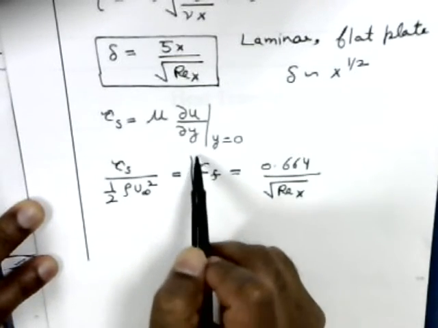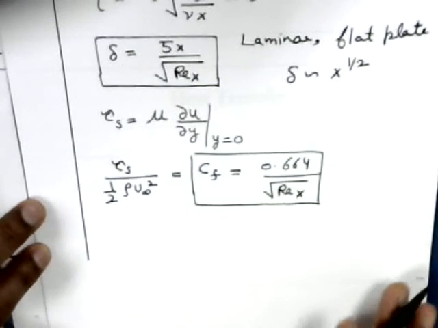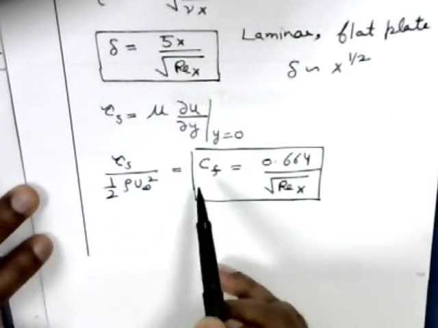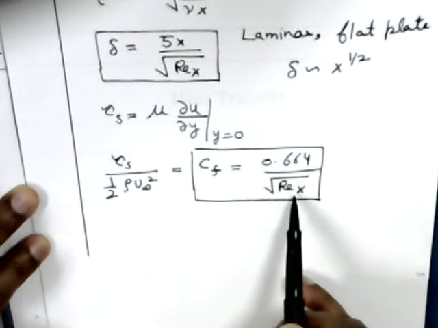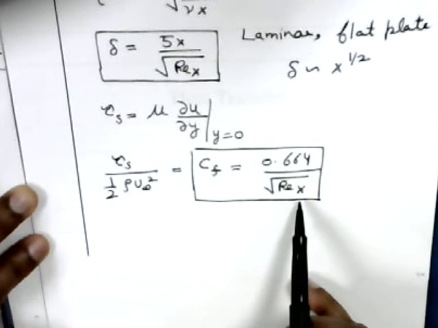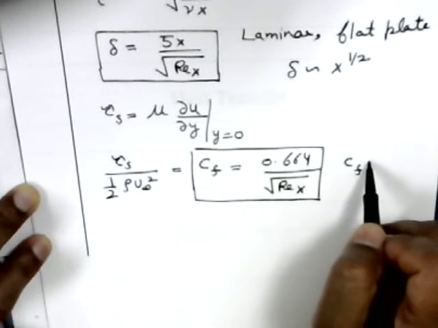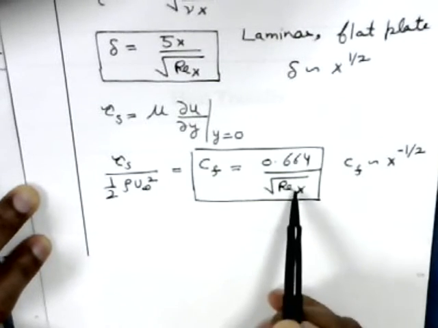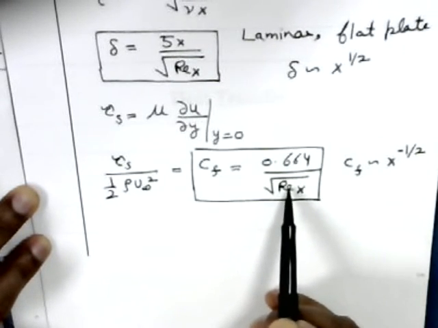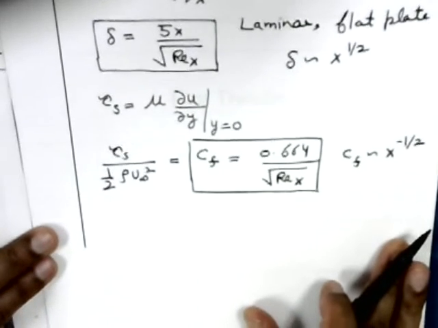Again, a very important relation, which is very valuable from a fluid mechanics point of view. It tells us how the local friction coefficient varies with x. You see the dependence is Cf varies with x to the negative half, because you have x in the denominator, and it becomes negative half when you take it above. So those are the solutions.